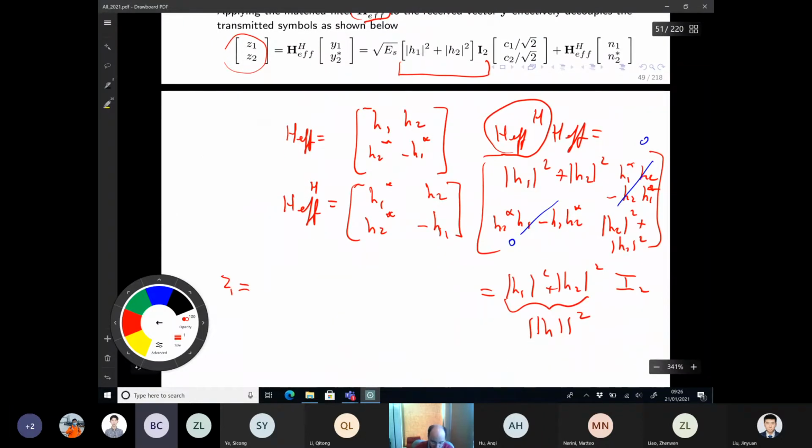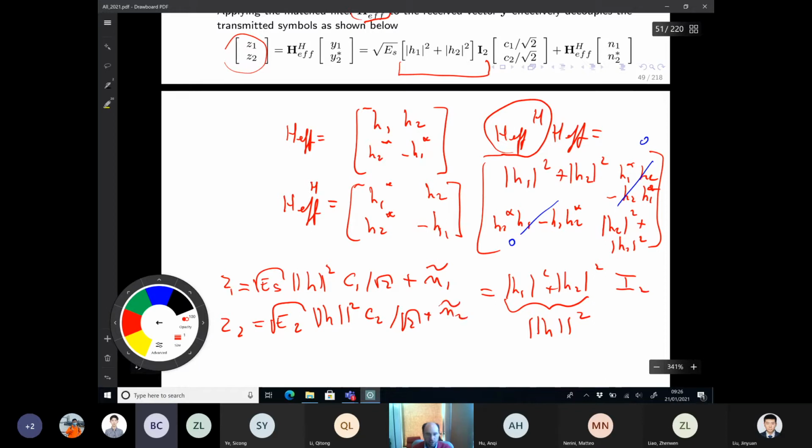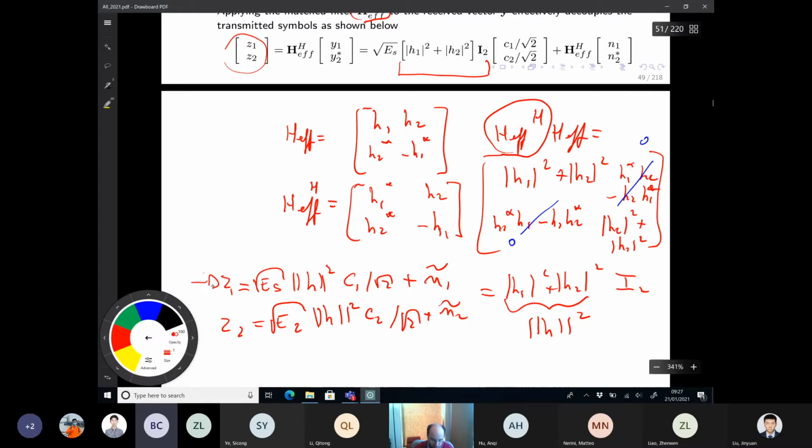But if you do simple linear processing here at the receiver, what's happening is that Z1 here will be simply equal to ES multiplied by the norm of H, C1, over the square root of 2, plus some effective noise, I call it N1 prime. And then I have Z2, which is this multiplied by the norm of H, C2 over square root of 2, plus N2, right? C1 and C2 are completely decoupled from each other. So I can decode C1 from the first effective observation here, Z1, and I can decode C2 from this.